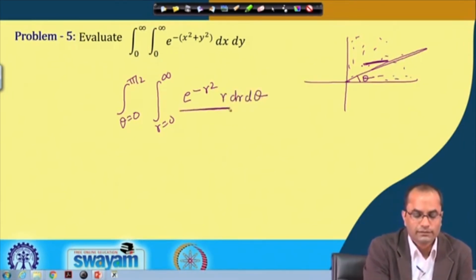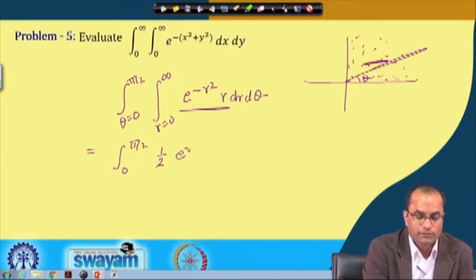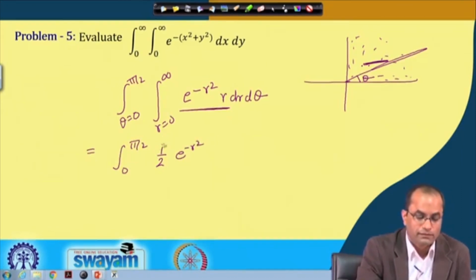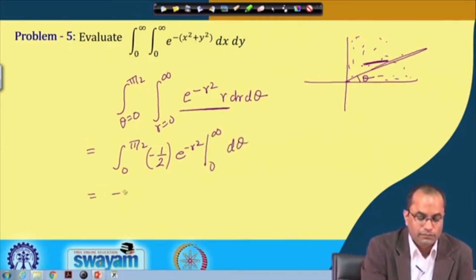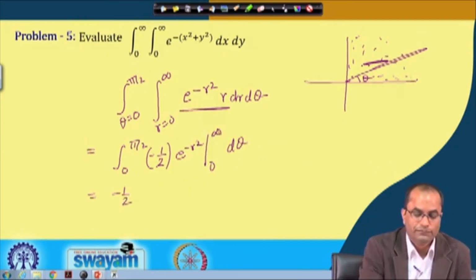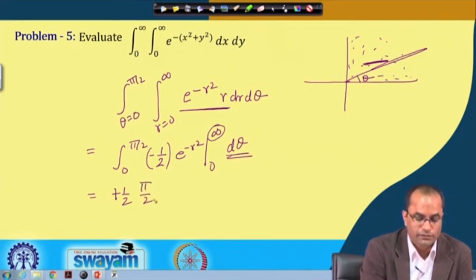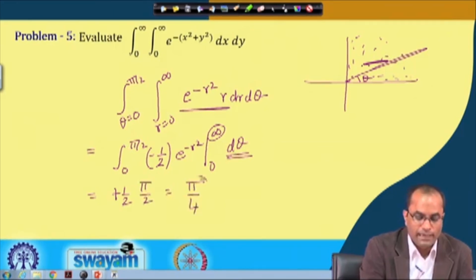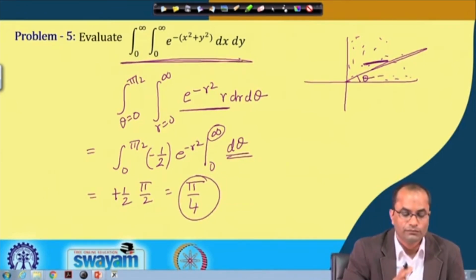This is again similar to an example we have done before. This will be minus half e power minus r square, from 0 to infinity, and then d theta. So, e power minus infinity when r approaches infinity will be 0, and e power 0 will be 1. So, we get minus half times minus 1, that is half, and then the theta integral over 0 to pi by 2 will give pi by 2. So, we have pi by 4. So, the value of this integral, 0 to infinity and 0 to infinity, is pi by 4.